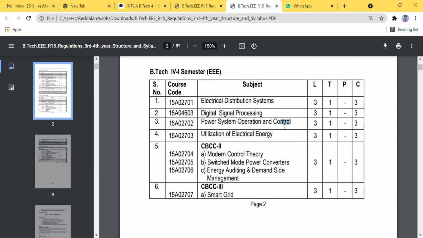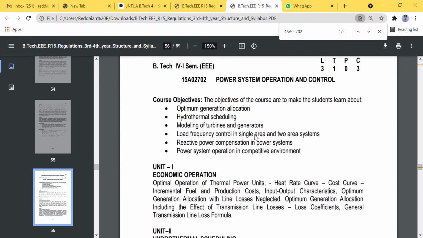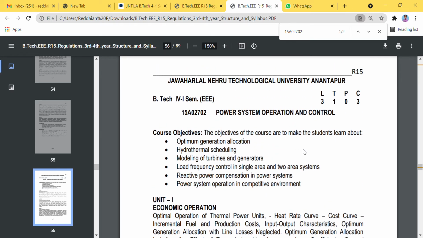Suppose two power plants are there. Two power plants, how to control? Hydro power plant and thermal power plant, two power plants. What are the techniques available to control two power plants like that? Let us see the syllabus. This is the syllabus regarding power system operation and control.